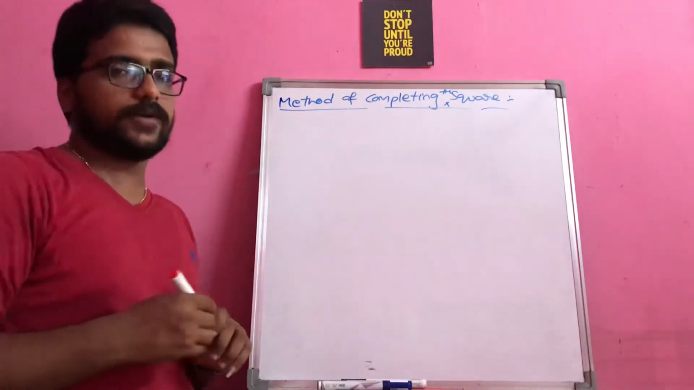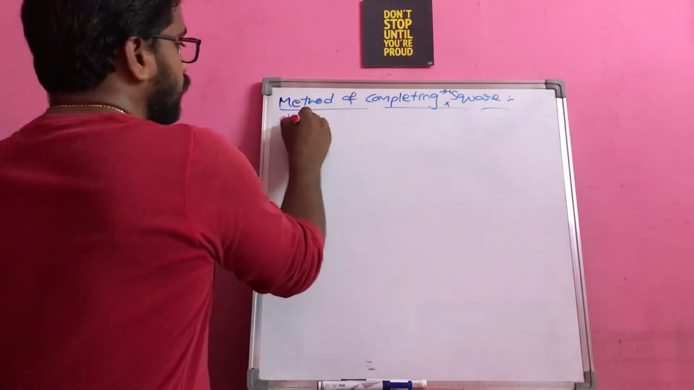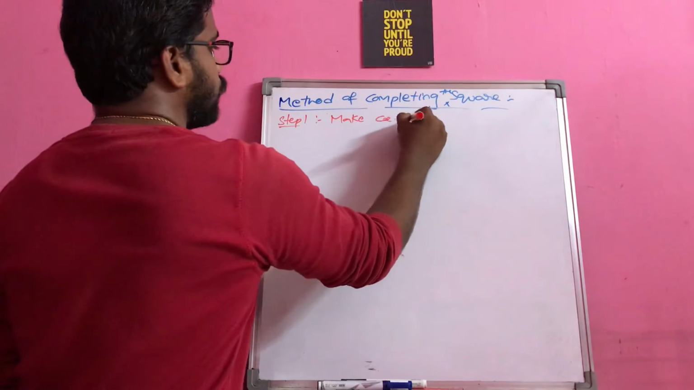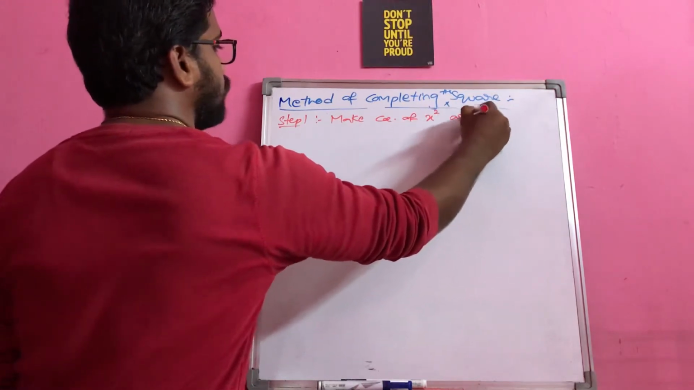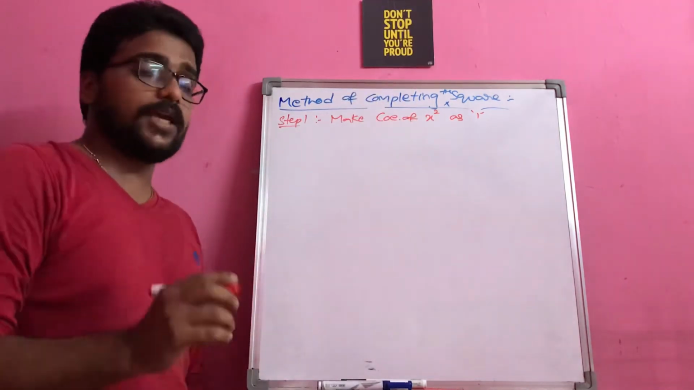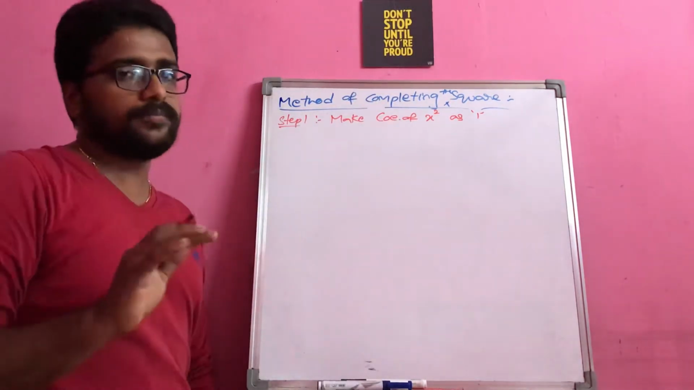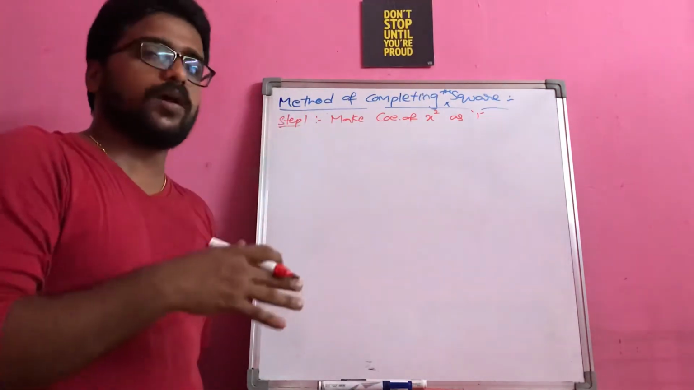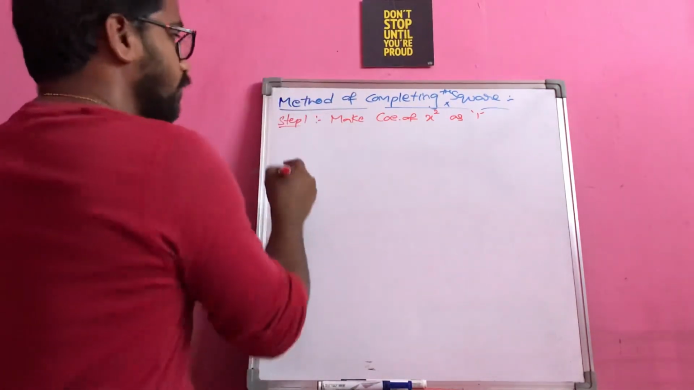Let us first see what are the steps that we have to follow to solve using the method of completing square. So step 1 is: make the coefficient of x square as 1. So you have to make the coefficient of x square as 1. If it is given as 1, no problem. If it is other than 1, please try to make it as 1.